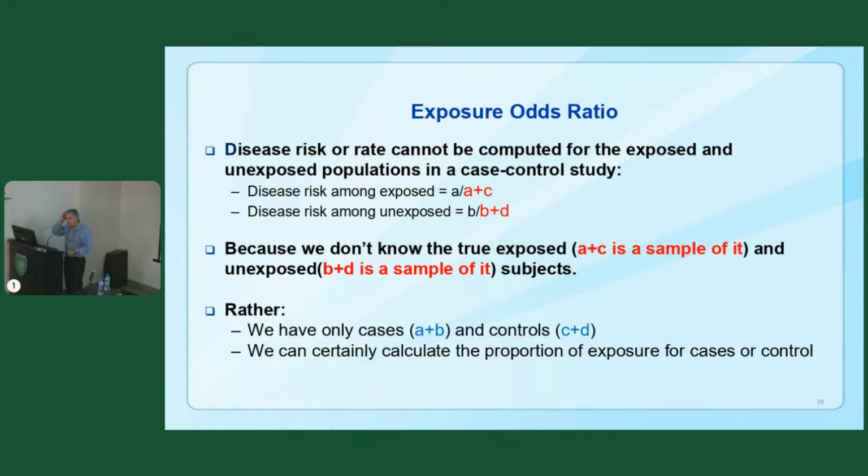So disease risk or rate cannot be computed directly from the case control, because disease risk among the exposed should have been A divided by A plus C, but your A plus C is not the true A plus C. It's a representation of that, a subset of that. You don't know if the A plus C proportions in that subset are identical to the original population. The red here means I don't know what the true A plus C is and the true B plus D. I have some other numbers there because you don't know the true exposed and unexposed subjects. Okay? We have only cases and controls. That's what you do. We can certainly calculate the proportion of exposure for cases and controls, and that's the odds.